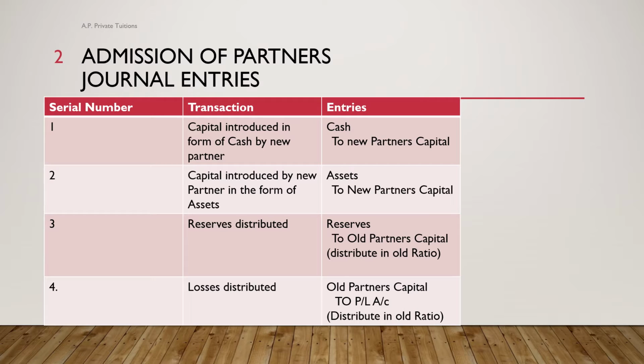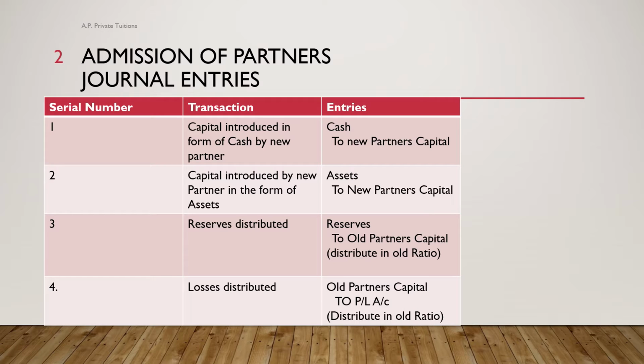Third, reserves appearing in the balance sheet before admission belong to the old partners because they have earned it. Same as with the losses. And you know very well, reserves means profits, and reserves have credit balance. So how to close that reserve? In order to close any account, you are going to give the opposite effect.